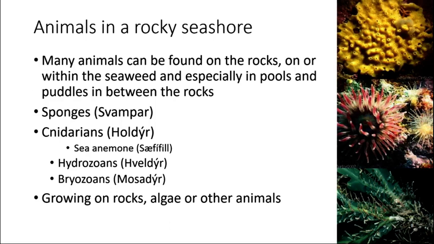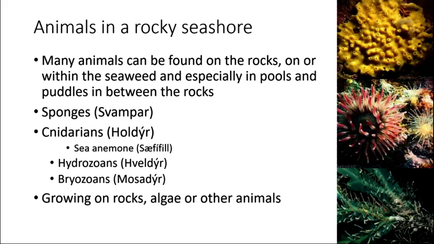Sponges are quite common, and also cnidarians. Examples of those are sea anemones, hydrozoans, and bryozoans, which you can see here on the pictures to the right. The middle picture is of a sea anemone, and the bottom picture is actually of a bryozoa. These are animals that grow on rocks, on algae or on other animals. So these are not mobile animals, just like corals. They are just stationary, benthic.